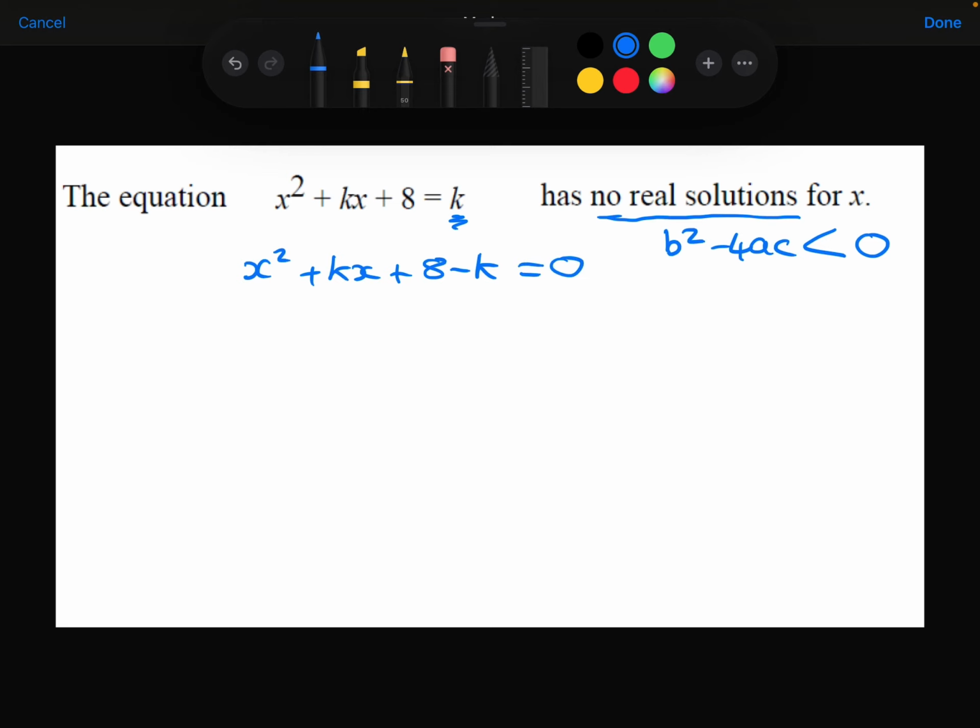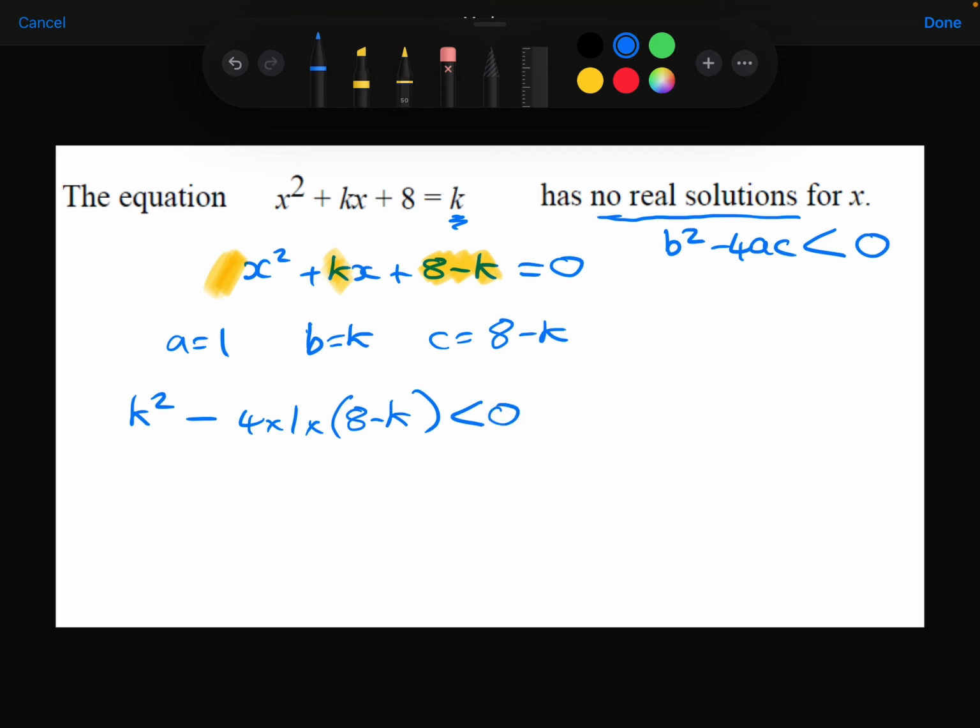Right, now my a is 1. So a is 1. My b is k. And the c is the term without any x in it at all. So the c is the whole 8 minus k. Right, let's substitute those into the discriminant then. So my b squared minus 4 times a times c has to be less than 0.